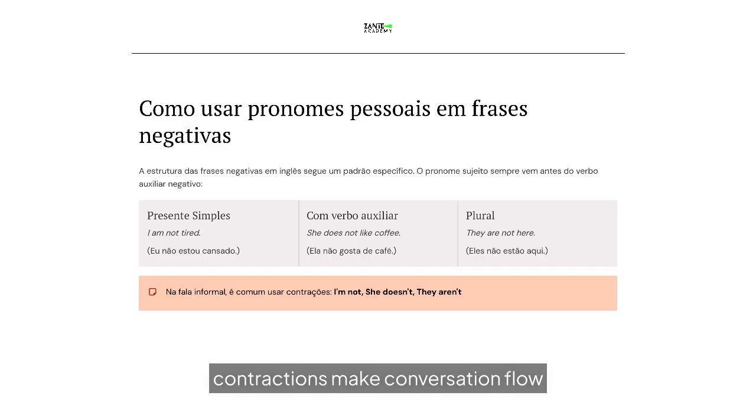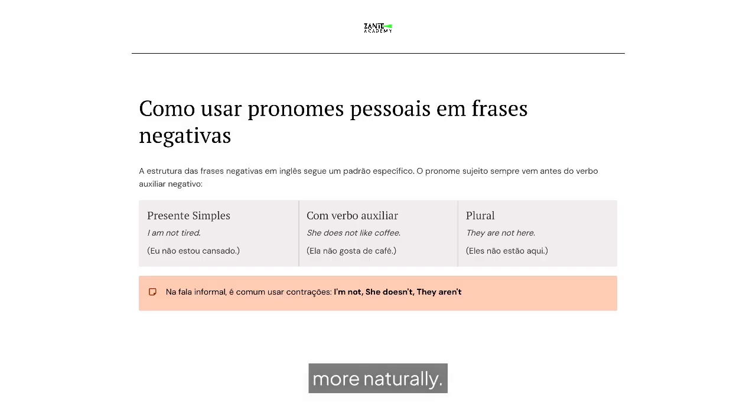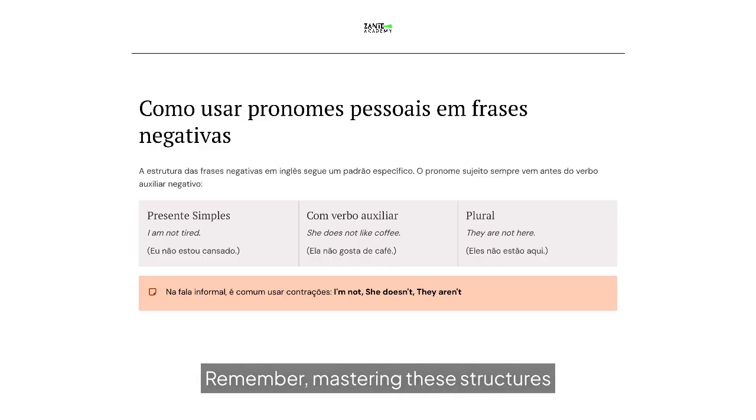These contractions make conversation flow more naturally. As we continue, we will practice forming negative sentences, which will strengthen your command of English. Remember, mastering these structures is vital for clear communication, especially in everyday situations where negation is necessary. Let's keep building on this foundation together.